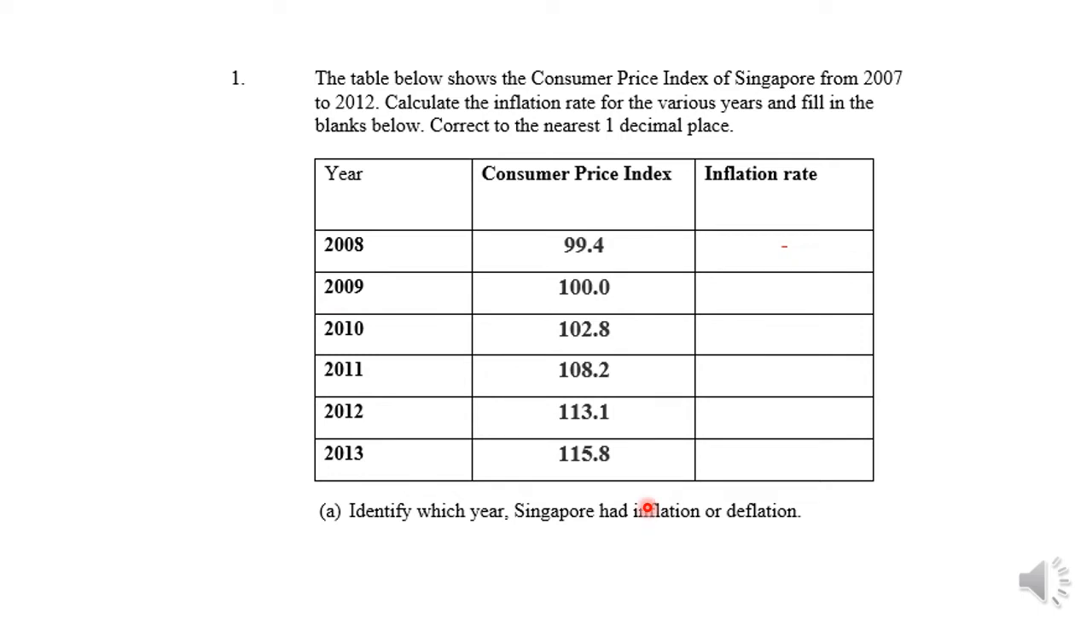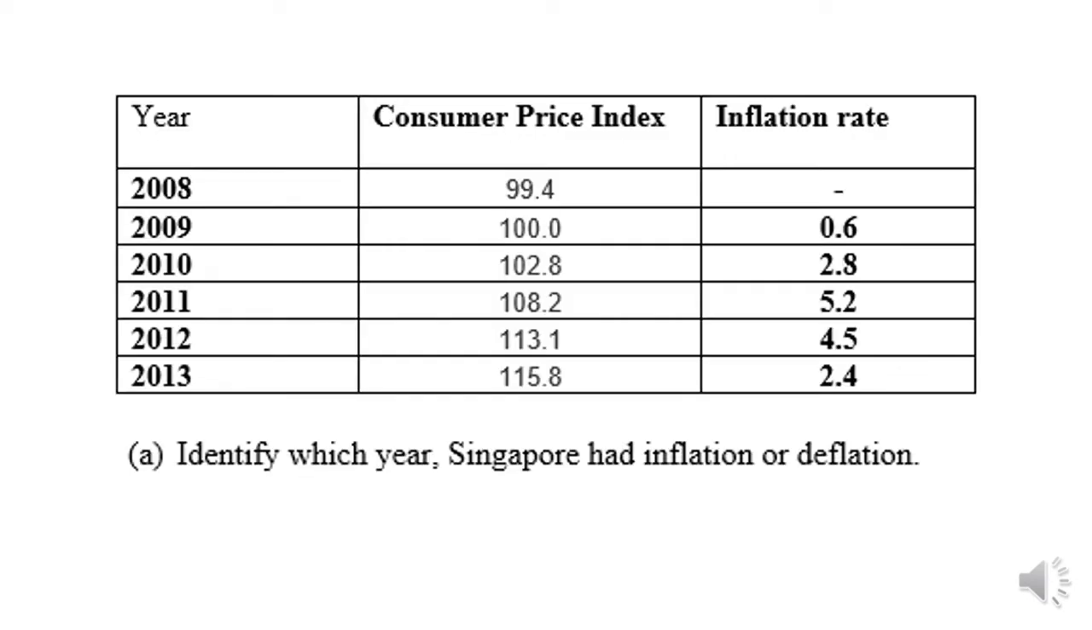You should have calculated on your own. After you have calculated, the rates will look like this. Using the formula, this is the inflation rate of Singapore. In 2009, 0.6, then it became 2.8, 5.2, 4.5, and then 2.4 in 2013.